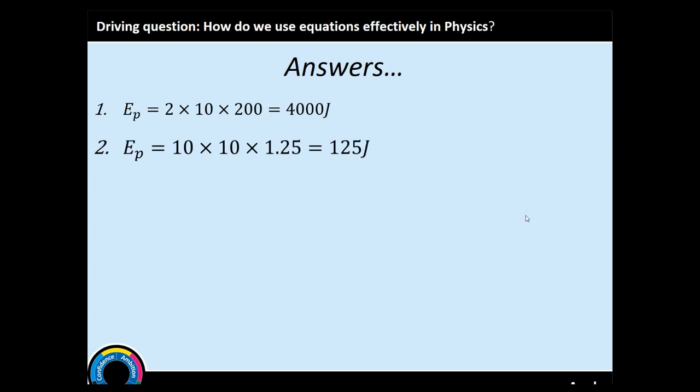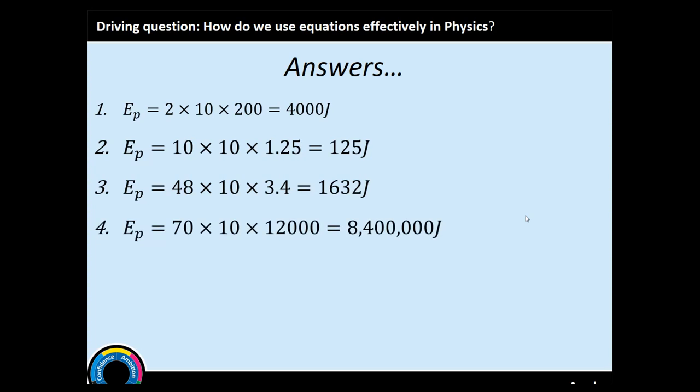Number two, again, we're given m, g, h, you multiply the three numbers. Number three, 1,632 joules. And number four is 8,400,000 joules. Now, that last answer, I want you to be aware that the 12 kilometers needs to be converted to 12,000 meters.